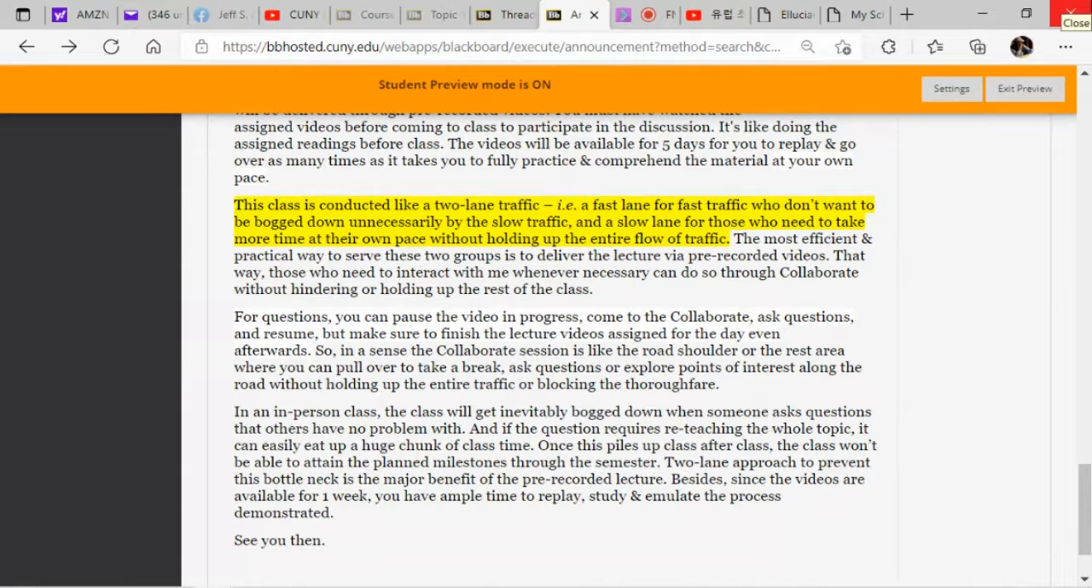So again, in this class, some people may not need the slow lane. Some people don't need to. They can watch the main lecture videos, and they may not have any questions. They can just move on. So let them move on. And if you have questions, you come to the collaborate session. Even if you don't have questions, it helps to come to the collaborate session, because I may ask some questions, and that might be your chance to rack up some participation points.